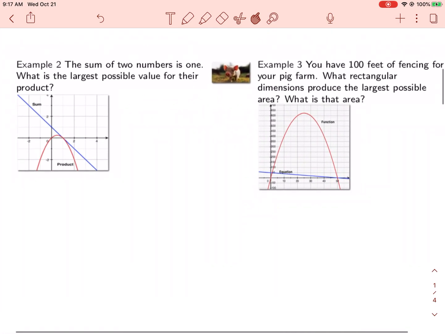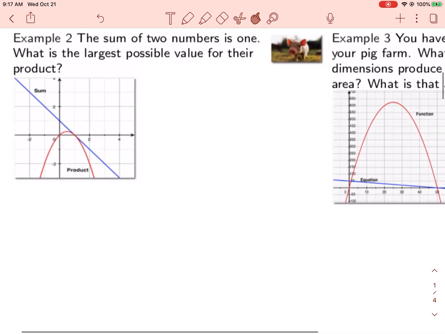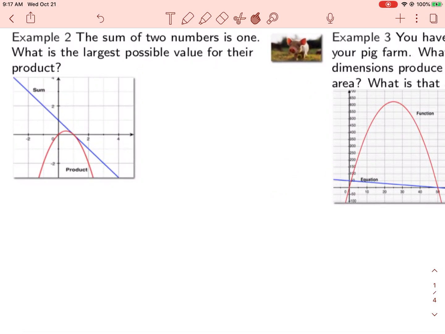Example 2, the sum of two numbers is 1. What is the largest possible value for their product? Here's a little graphic that we can use if you want. We've done something similar to this before. The sum of two numbers is 1. You don't want to write x plus y equals 1. Right? That's too many variables.